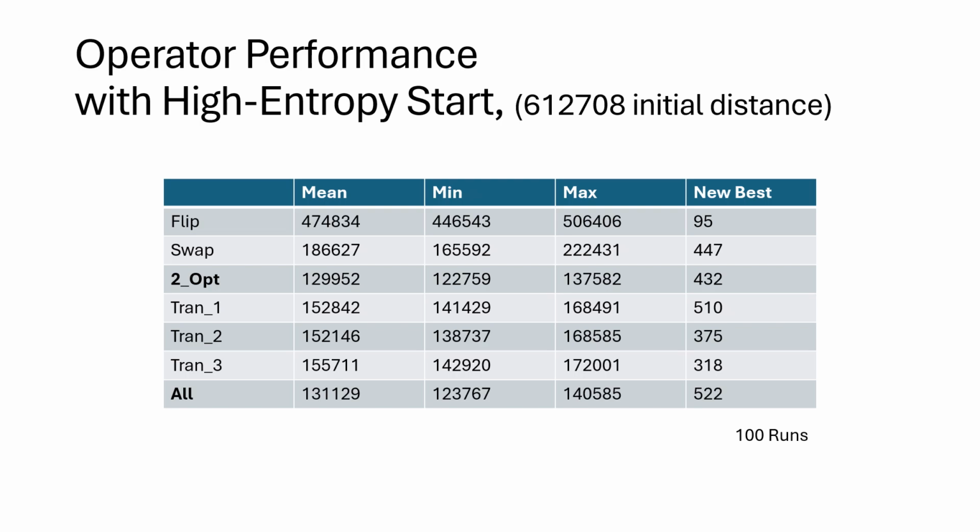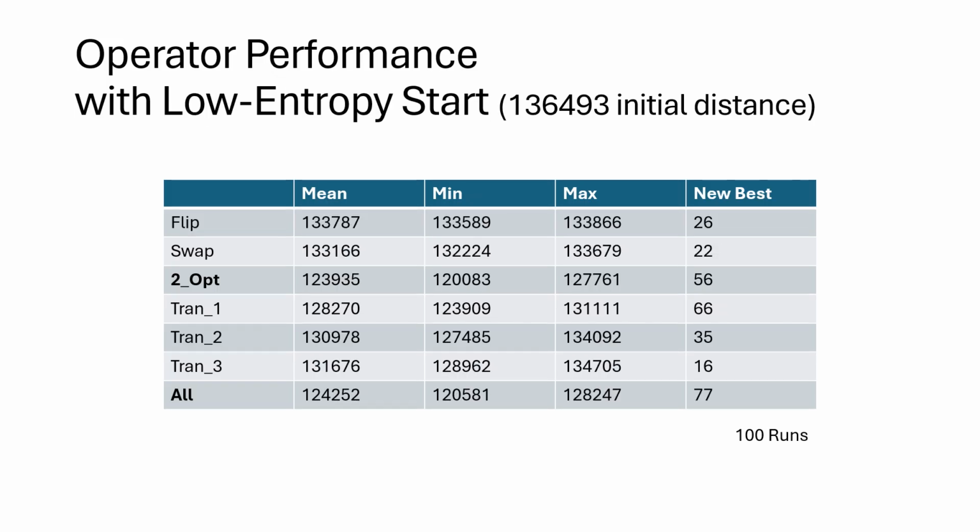This chart shows operator performance if I ran them in isolation, so only flip, only swap, and so forth, or if I ran them all together. It's interesting that only 2-opt actually did better than all with an initial random start, the high entropy start. So you see the mean, the min, max, and then how many new bests were found. That was the high entropy start.